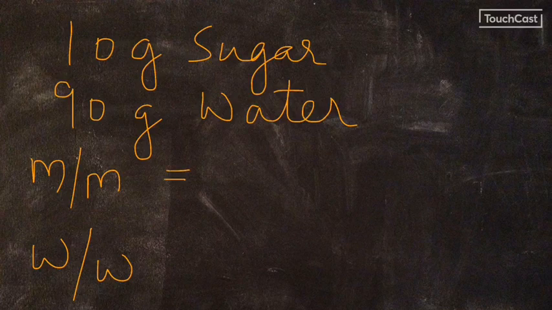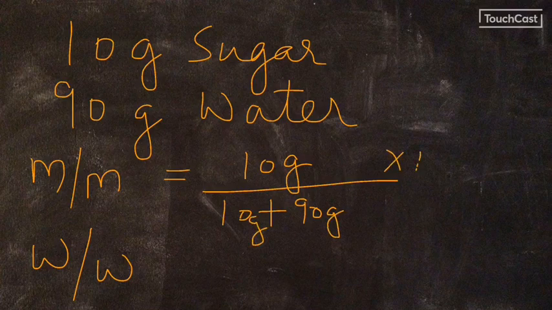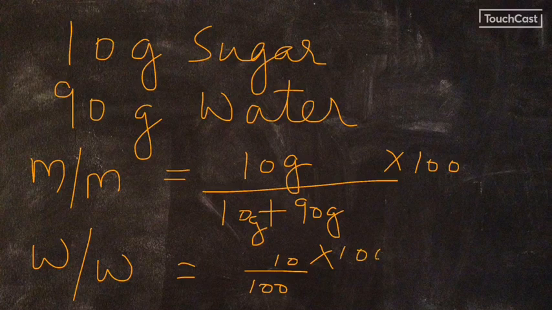If you want to calculate the mass percent of sugar, then you have to take the mass of sugar as component 1, that is 10 gram, divided by the total mass of the solution, that is 10 gram sugar plus 90 gram water, into 100. That is 10 by 100 into 100, that is 10%. So 10% is the mass percent of this solution in terms of sugar.